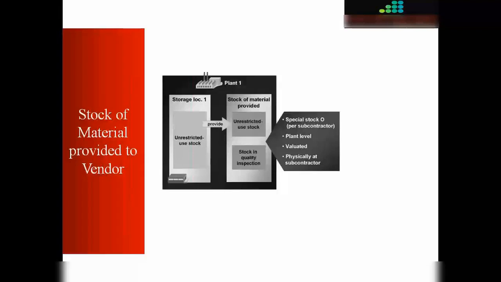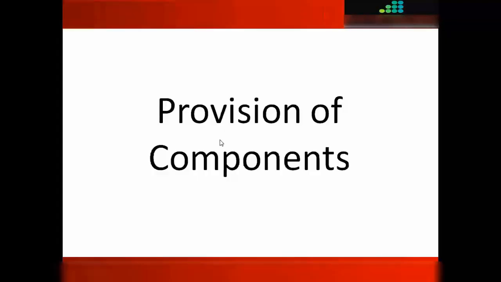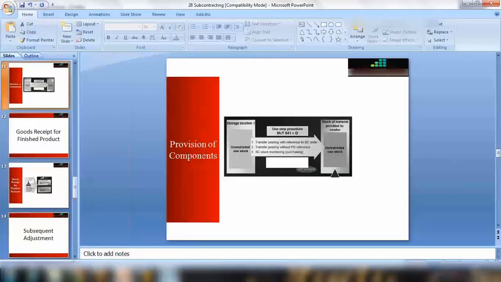So the point to be noted here is that the system always withdraws the stock from the unrestricted stock. So whenever you need to send the goods to the vendor, you cannot take it from the blocked stock or the in quality inspection. You always take it from the unrestricted. So let me do this. And the other thing is, 541 is the movement type that the system will be using. So let me show you this one.